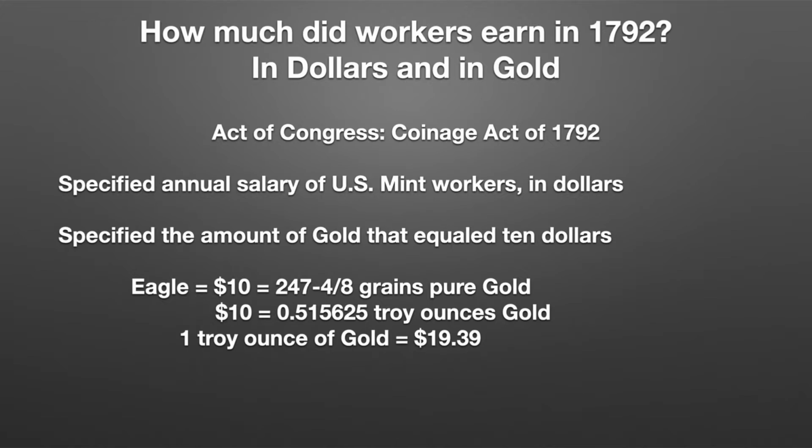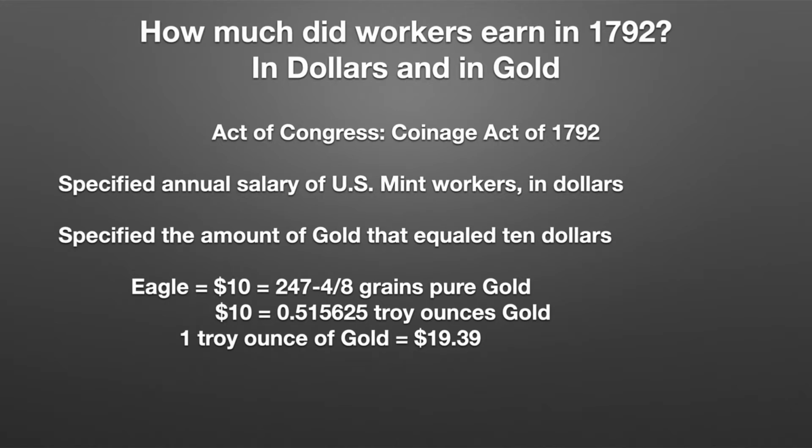They defined something called an eagle, which is $10, which is 247 4/8 grains of pure gold, which works out to 0.515625 troy ounces of gold. And that works out to $19.39 for 1 troy ounce of gold.